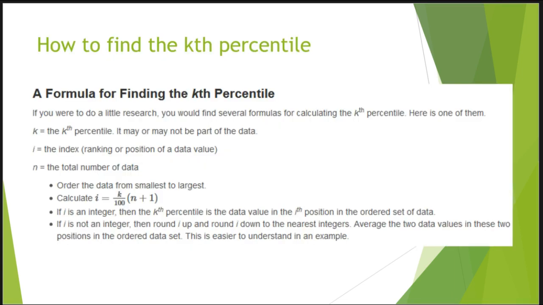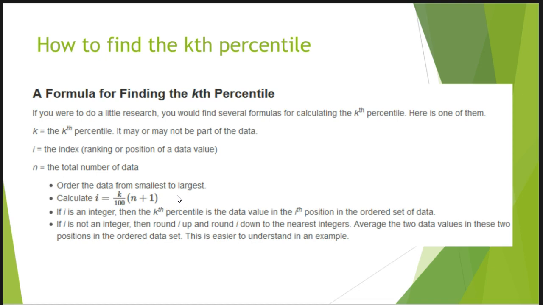Now let's take a look at how to find the kth percentile. So if a problem says, what's the 12th percentile, or the 50th, or the 70th, this is going to show you how to find that. So there's a formula, and the one we're going to use is this value here, where k is the kth percentile that we're looking for, i is the index, that's the ranking or position of the data value, and n is the total number of data. So the first thing you have to do is order the numbers from smallest to largest. Then we are going to use this equation here.